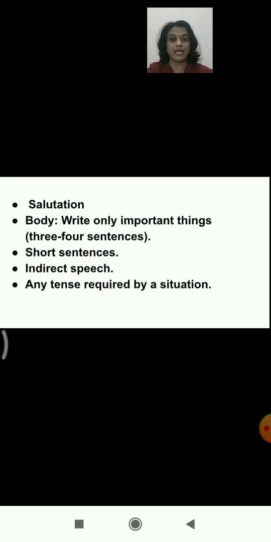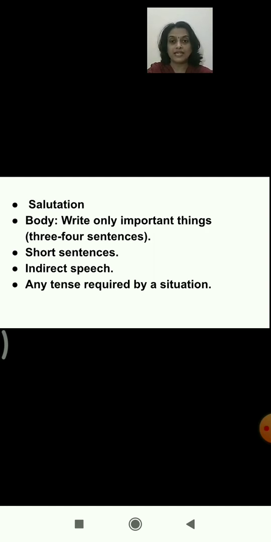Then you will write the main part, that is the body of the message. You have to write only the important points and important things which the receiver is supposed to know. And how many sentences? You are going to use 3 to 4 sentences for writing the body of the message. And how will the sentences be? The sentences will be short. So you have to write short sentences.